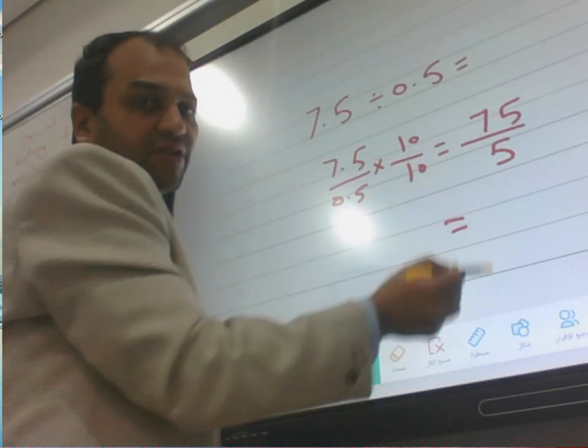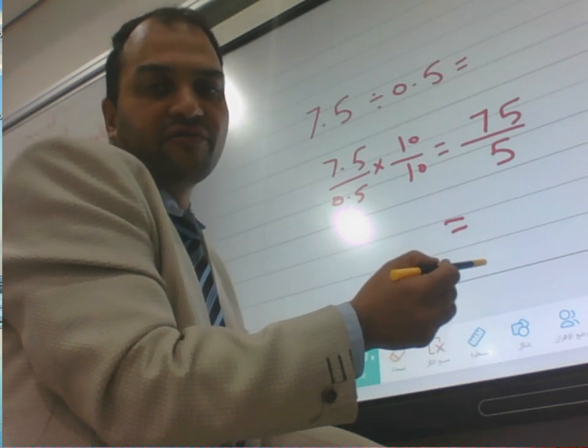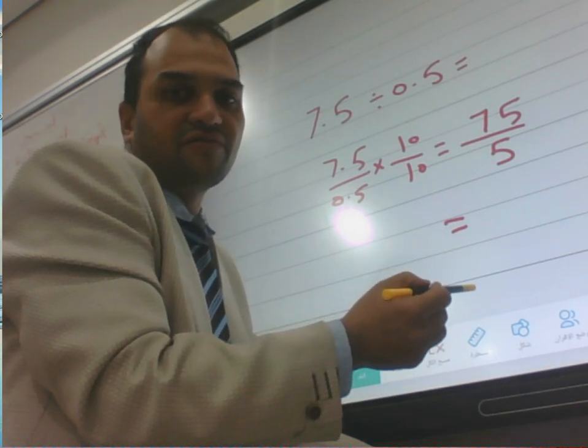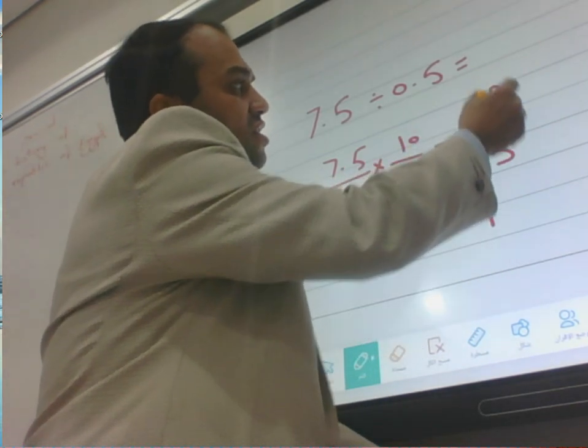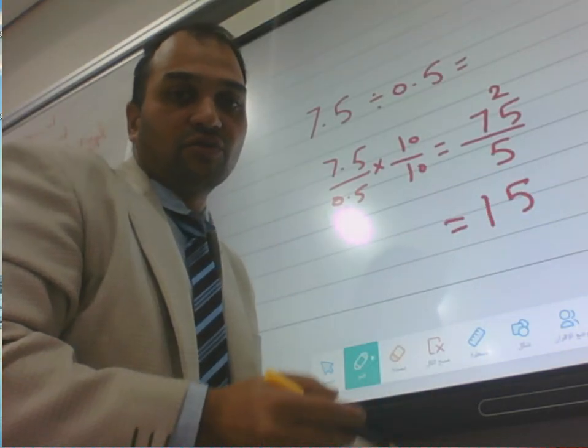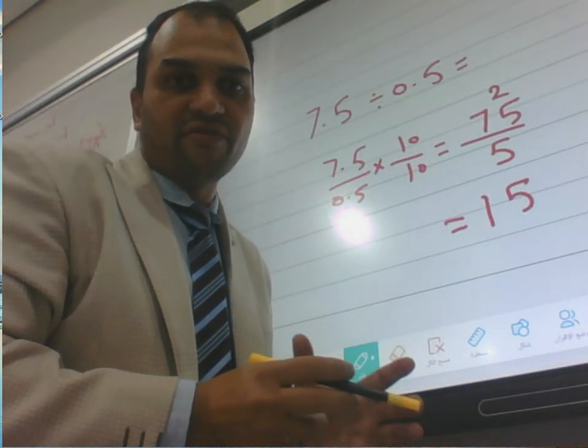And next step you can find the answer, 75 divided by 5. Left-hand side, 7 divided by 5 equals 1 and remainder 2. 25 divided by 5 equals 5. So the answer will be 15. The answer here will be 15, okay?